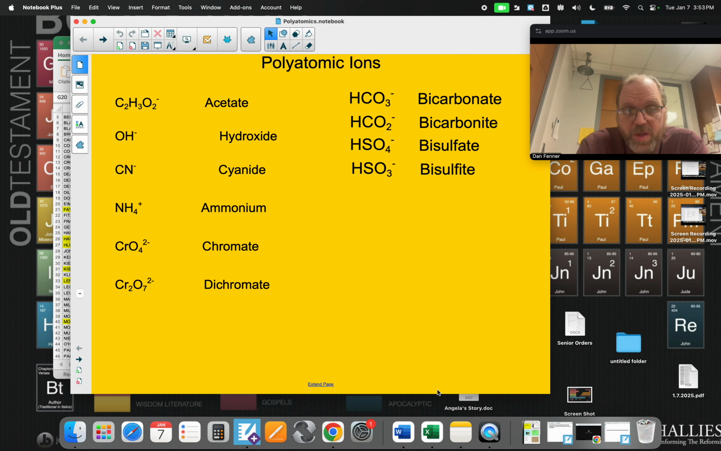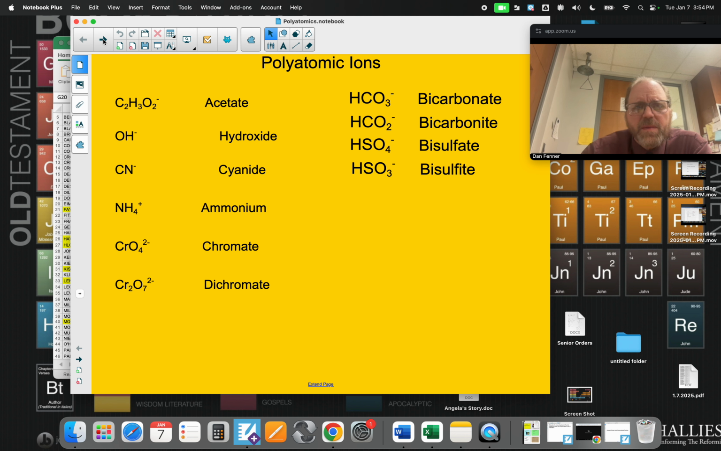So here's a few of the ones that are most common. Acetate, C2H3O2, and the charge of the whole molecule, not just the oxygen. Whole molecule is -1. Hydroxide, whole thing is -1. Cyanide, CN is -1. Ammonium, the only positive one, +1, NH4. CrO4, -2, that's chromate. Dichromate, Cr2O7, that's -2. And then we have bicarbonate, bisulfate, bisulfite. Those are what we have there.